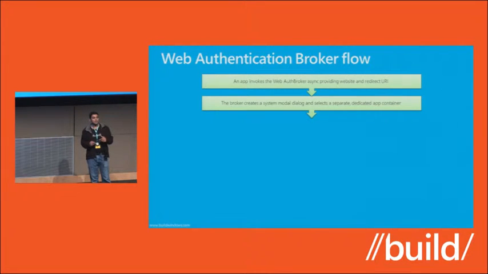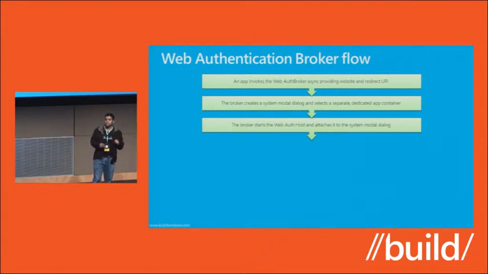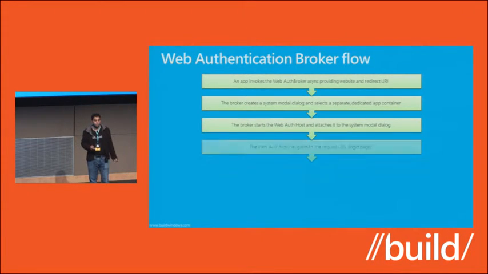So the broker now creates a new application container, creates a modal dialog, attaches that modal dialog to the web authentication host, and now you have the authentication host in a separate app container that has a UI now. And this is totally separate from your application. Your app is still waiting to hear back from the broker. Now the web authentication host has the UI. It navigates to the URI that you have provided, which could be Microsoft account or Google ID.